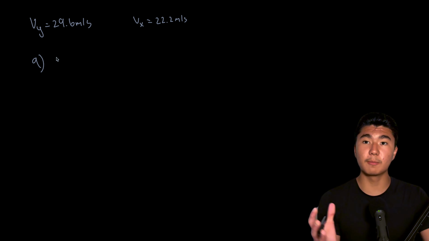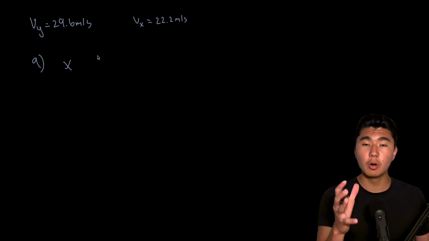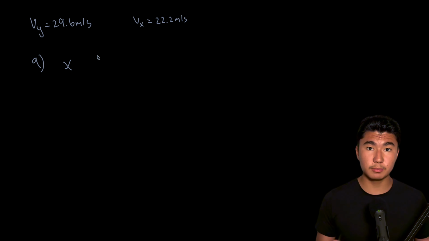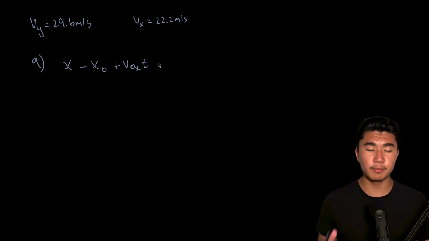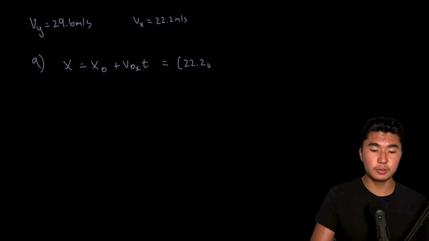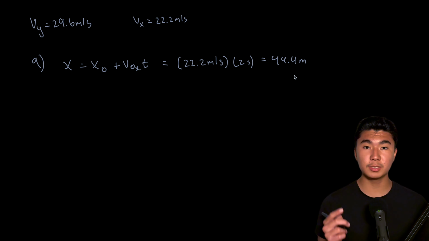Part A is asking us the ball's position and the magnitude and direction of the velocity when time equals 2 seconds. If we look back at our equations, this is for horizontal motion specifically, because we're looking at horizontal motion. So our x is going to be initial position plus initial velocity times time. One of the assumptions you can make is that our initial position is 0. So we have everything else, and all we have to do is find x. This is going to be 22.2 meters per second times 2 seconds, which equals 44.4 meters. And that is the ball's position at time 2 seconds.